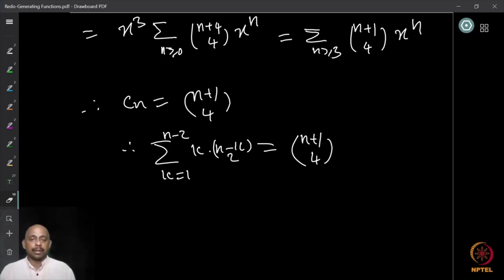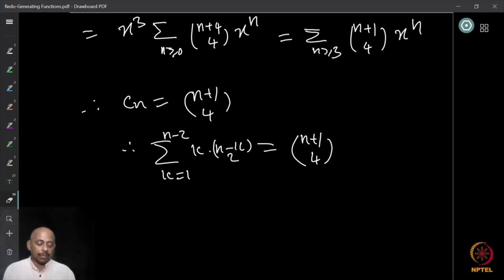Okay? This is again, by taking derivative 5 times, we can show that this is precisely the case. And therefore, I take the x cube inside, this I can write as summation n greater than 3, because from 0, I shift by 3. And therefore, n plus 4 becomes n plus 1, so n becomes n plus 3. So therefore, n plus 1 choose 4 into x raised to n. So, the coefficient of x raised to n is n plus 1 choose 4. And therefore, I have a formula for Cn, which is n plus 1 choose 4.